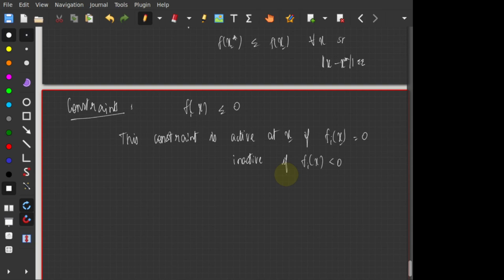But along an edge in R3, two constraints would be active, correct? Because it's exactly at that point where equality is satisfied for two of the constraints. At a vertex, at least 3 constraints are active, and so on. Right?